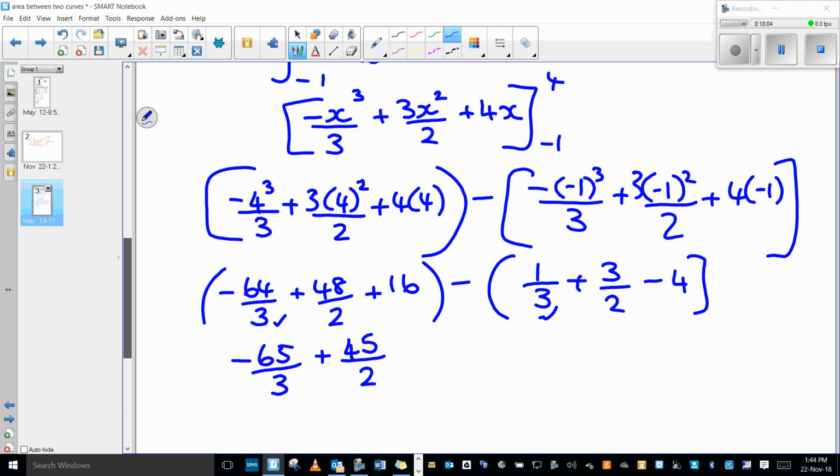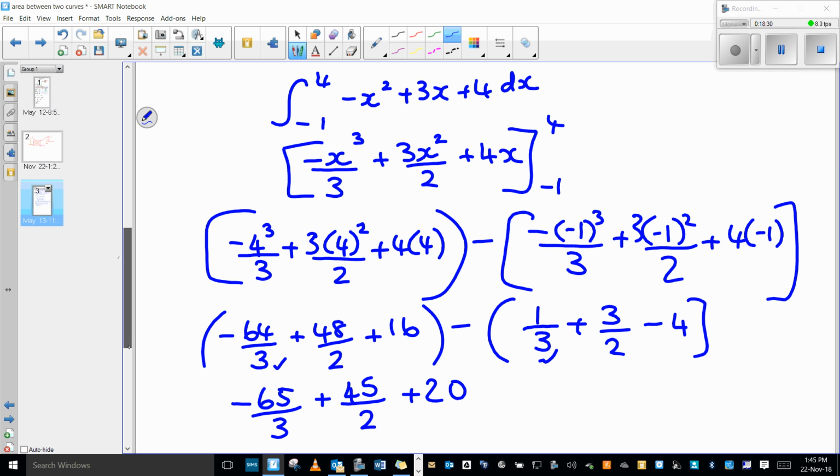And then we've got 16 subtract negative 4. So this would be negative 1, but then you've got a negative of that. So that's why it's important we do everything in the correct order. We do our brackets first, I mean our powers.